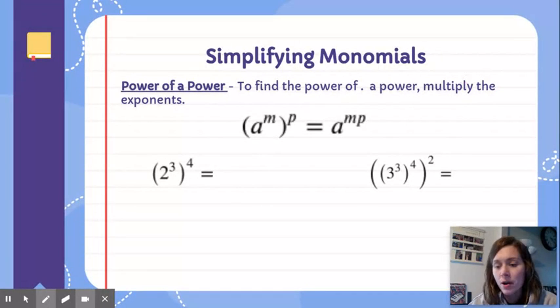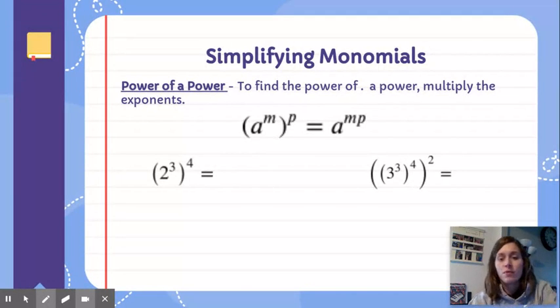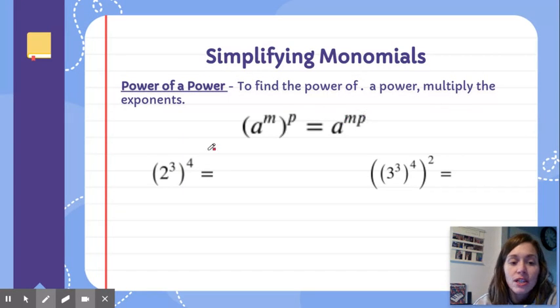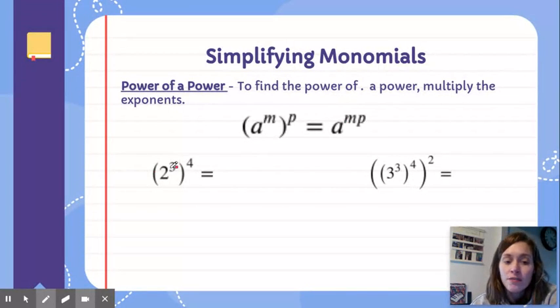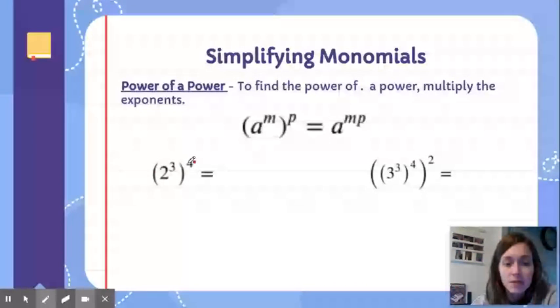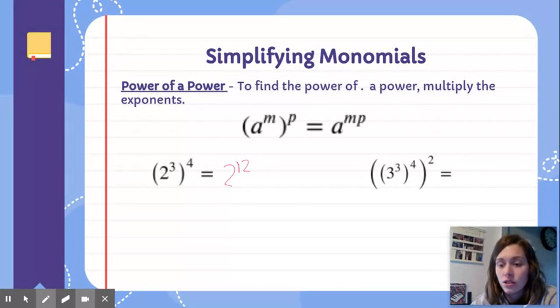The hardest part about this case is just not mixing up the rules. So when we're multiplying powers, we have to add the exponents. Now that exponents have exponents, we're multiplying. The trickiest part is just remembering that. So a to the m to the p power, we just multiply the exponents and make that a to the m times p. So let's look at our example. 2 to the third to the fourth. Well, to simplify, we can just multiply those exponents and say 3 times 4 is 12. So that becomes 2 to the 12th power.